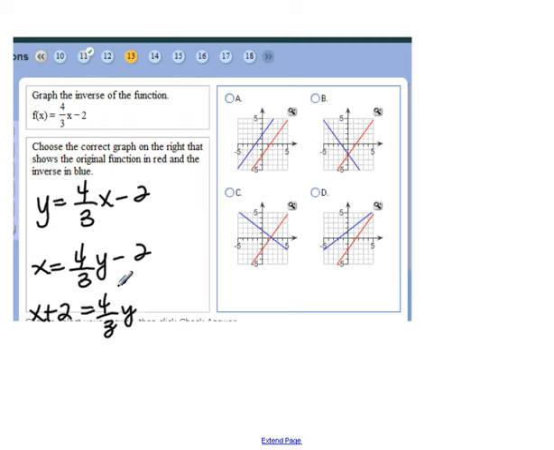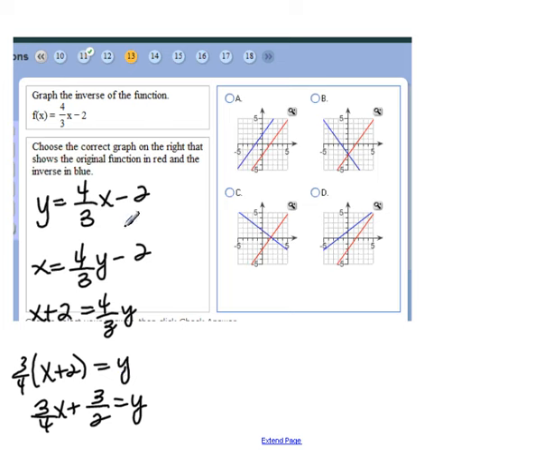And then we can multiply through by 3 over 4. So 3 over 4 times x plus 2 would be equal to y, which would be 3/4 x plus 3/4 times 2 would actually be, what, 6 over 4 or 3 over 2? Okay.